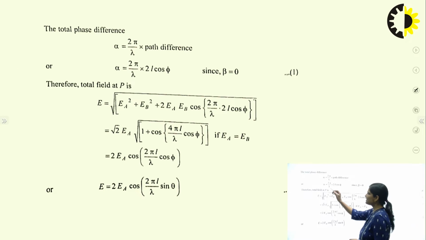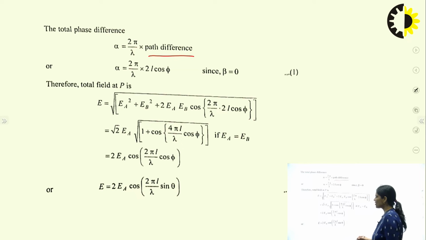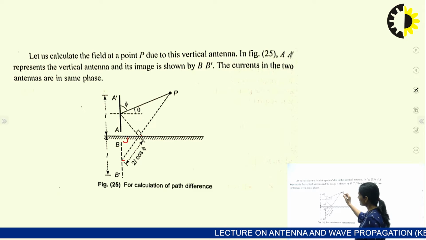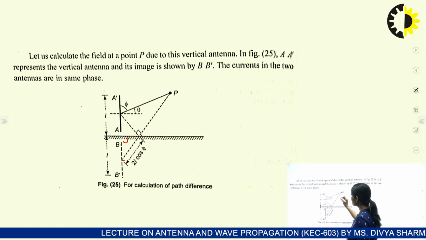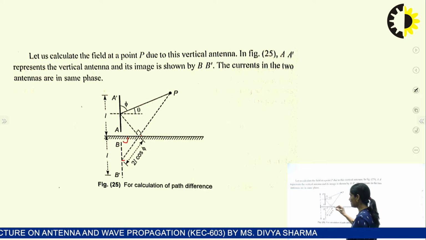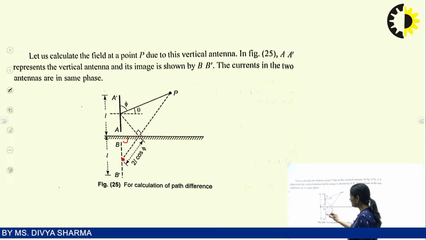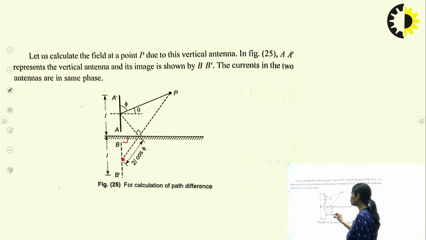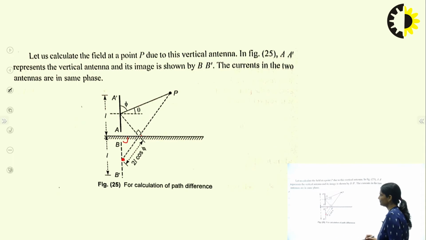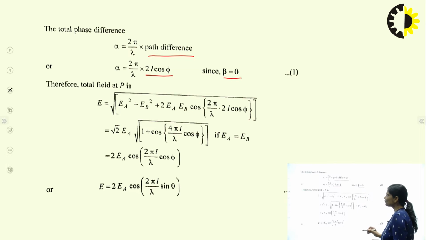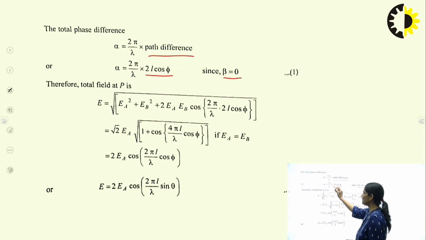Now the total phase difference alpha is equal to 2 pi upon lambda times the path difference. Path difference is already calculated here. Because you are considering this point and this point, the distance from this point to this point and this point to this point is R. But you are considering the center of this mirror image, so you have to find out this extra distance also. This is equal to 2L cos phi. So this is the path difference. Put here the path difference 2L cos phi, and since beta is equal to 0, alpha is equal to 2 pi by lambda times 2L cos phi.